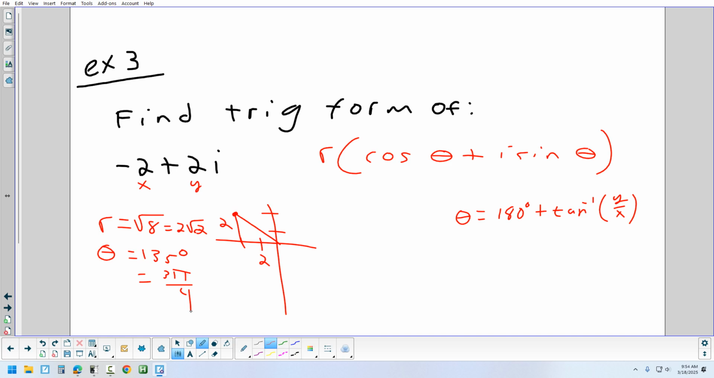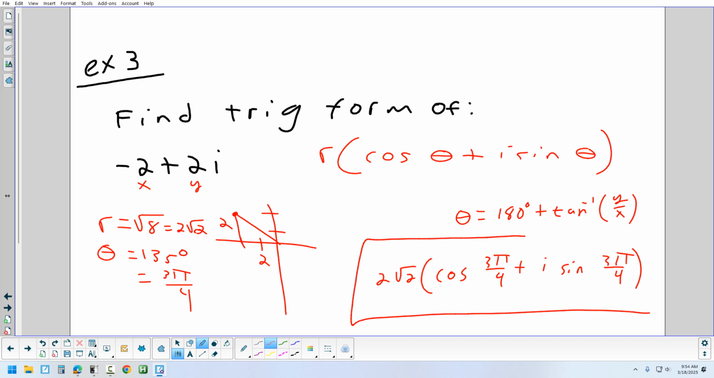Okay, so final answer, I'll do it in radians, is 2 root 2 times cosine 3 pi over 4 plus i sine 3 pi over 4. If you want to check that you did it right, distribute 2 root 2 out to cosine 3 pi over 4, and you will get negative 2. Distribute 2 root 2 out to the sine of 3 pi over 4, and you will get positive 2. So you can distribute that out and check it, but that is how you want the final answer.